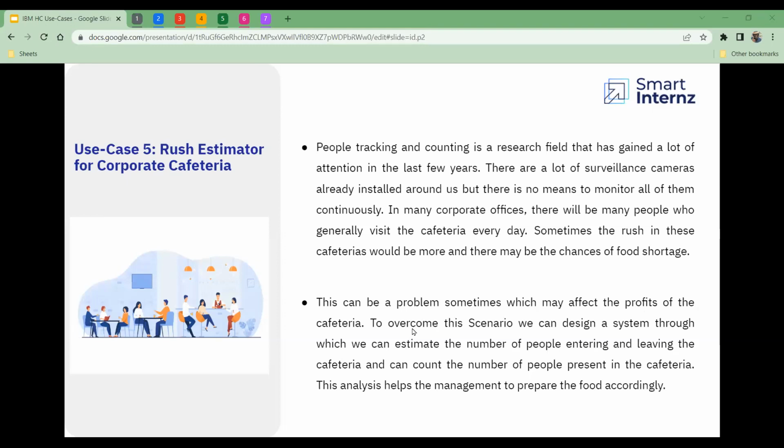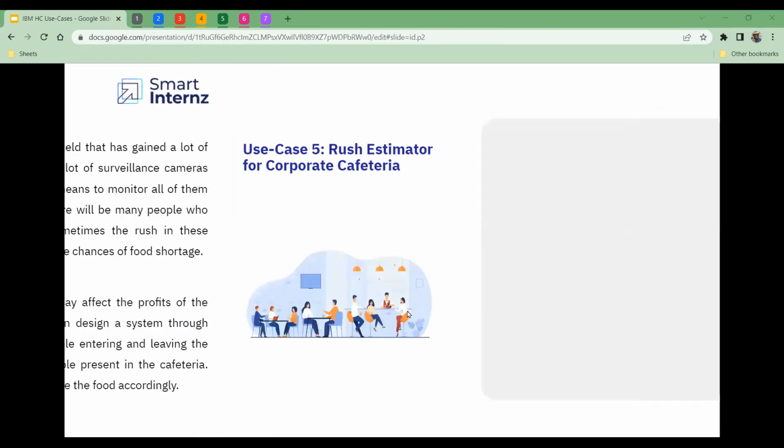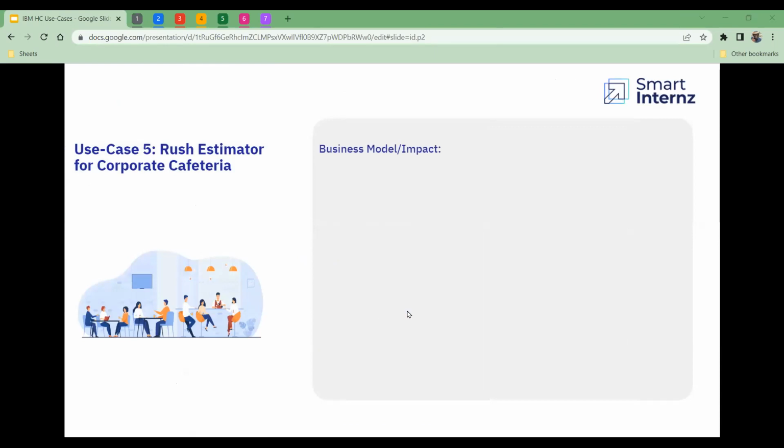Let's assume 10 people have come to the cafeteria and only 2 have bought, while the rest are just standing. You can't assume those 10 people will buy, so you need to understand who is buying and who is just coming. You can develop this using surveillance cameras or any type of video we have, and analyze it. So that's the rush estimator in a corporate cafeteria, where we estimate how many people will come based on previous data.